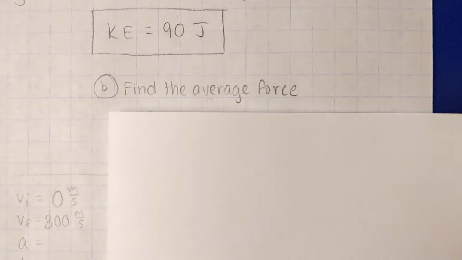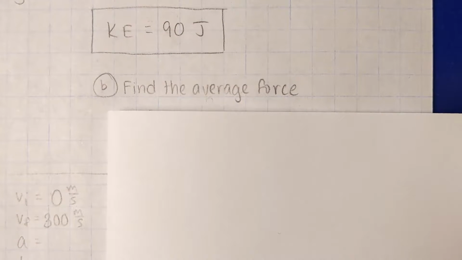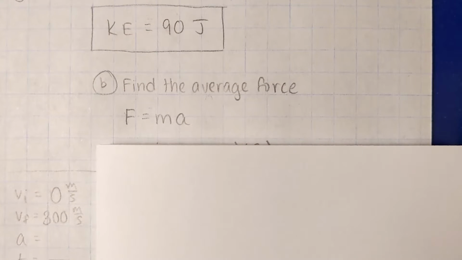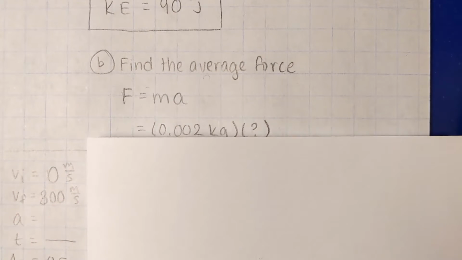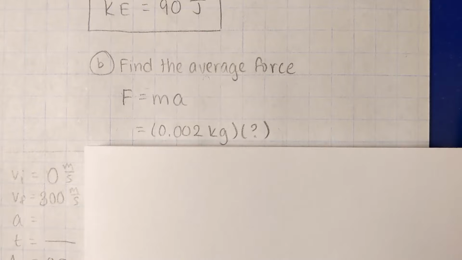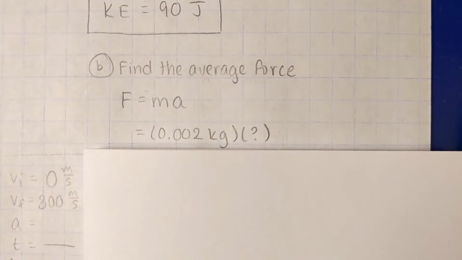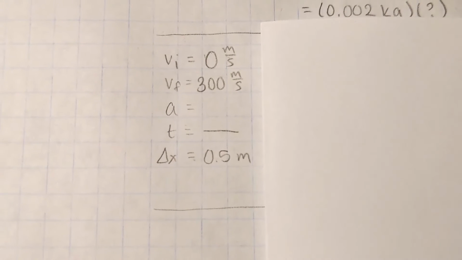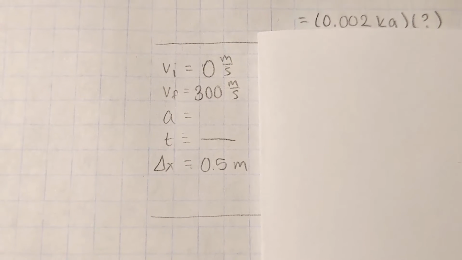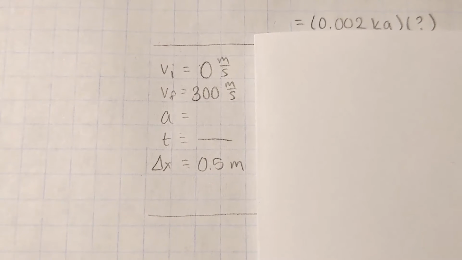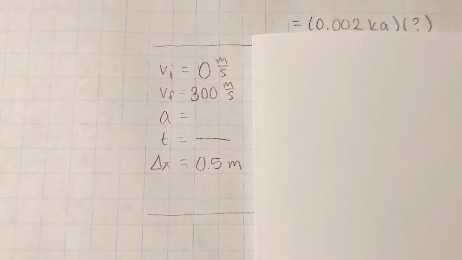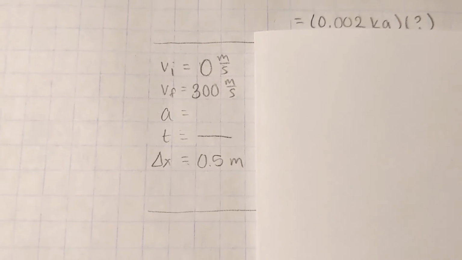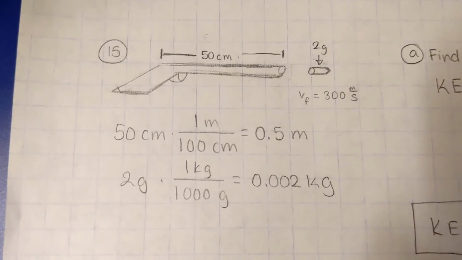Alright, now we're on part 2 of the problem, which is to find the average force. So we're going to use the formula force equals mass times acceleration. So we already know that the bullet's mass is 0.002 kilograms. We don't know its acceleration. So we're going to solve for acceleration using a kinematic. So the values we know are the initial velocity is 0 meters per second, the final velocity is 300 meters per second, and the delta x, or displacement, is 0.5 meters. And we get these values from our diagram.